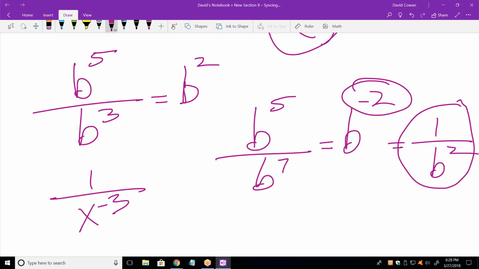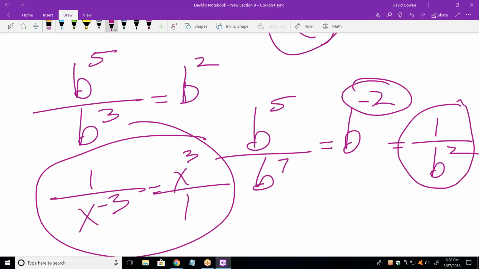Even though it's in the denominator, all I have to do is move it to the other side of the fraction bar and change the sign. It's the same thing. So if it's in the numerator, move it to the denominator and change the sign on the exponent. If it's in the denominator, move it to the numerator and change the sign on the exponent. It's that simple and straightforward.